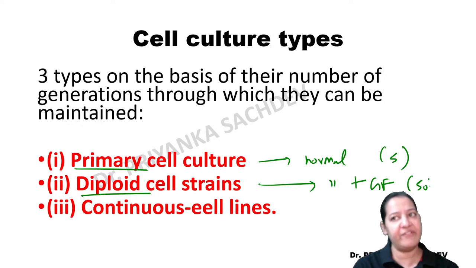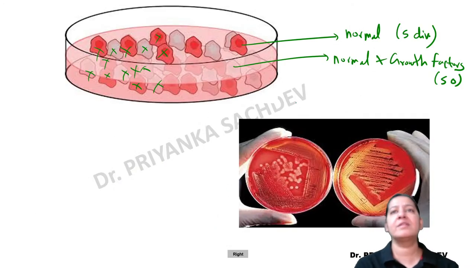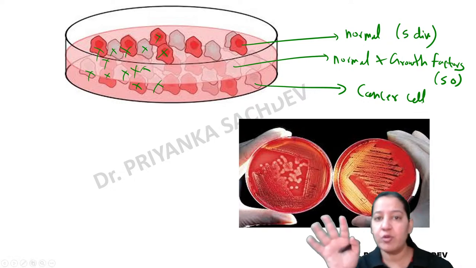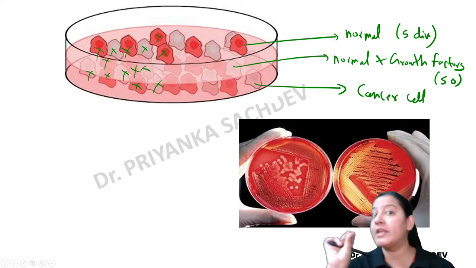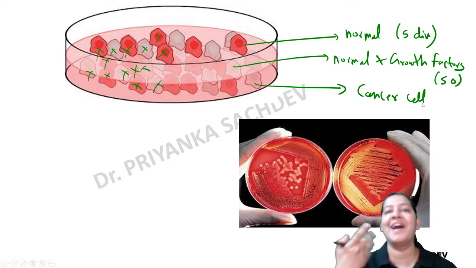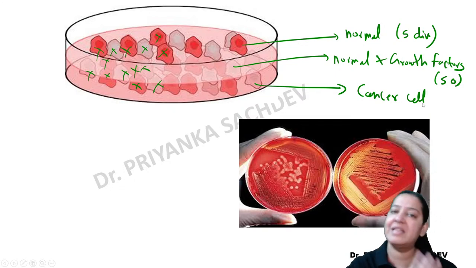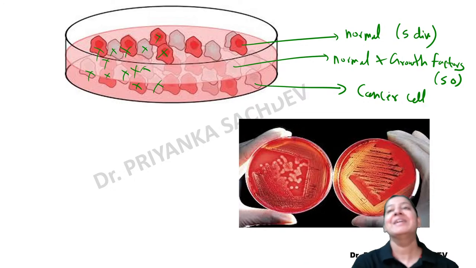So cell will divide 50 times. What is the third method? Continuous. How can we use it continuously? If we use cancer cells, not normal cells, we don't have to add growth factor. We know a property of neoplastic cells, cancer cells: they are immortal. They will divide continuously and will never die. So this is indefinite.